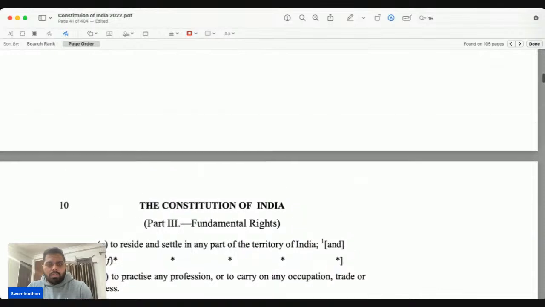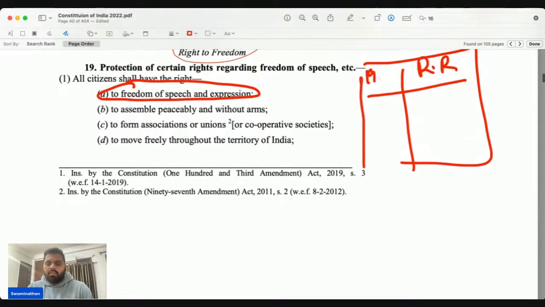So you should make a table like this later on while you have time, or for your future reference as well, that on one side you are writing the fundamental right, on the other side you are writing the reasonable restrictions which have been put upon it. If you want, you can mention the article for both the reasonable restrictions and the fundamental right. So freedom of speech and expression is quite an important fundamental right, one of the most important fundamental rights. This is why we are able to speak freely, we are able to express freely.